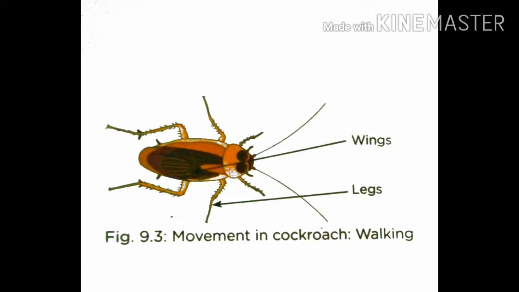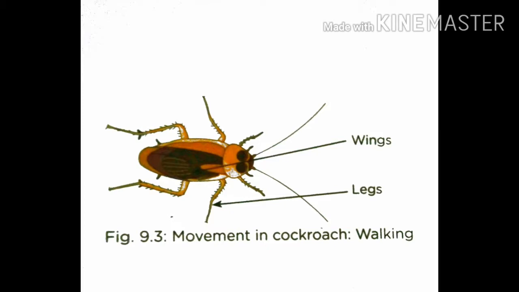Cockroaches do not have bones, and their body is covered with a hard outer skeleton called exoskeleton. What does exoskeleton mean? Yes, a skeleton present outside the body. The skeleton present outside the body is called exoskeleton.